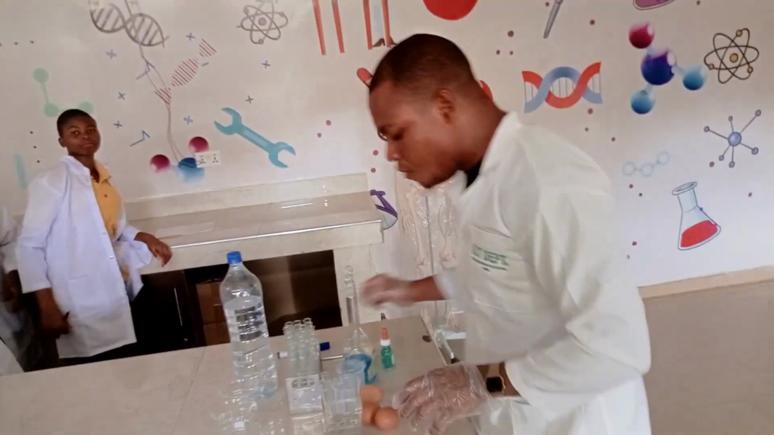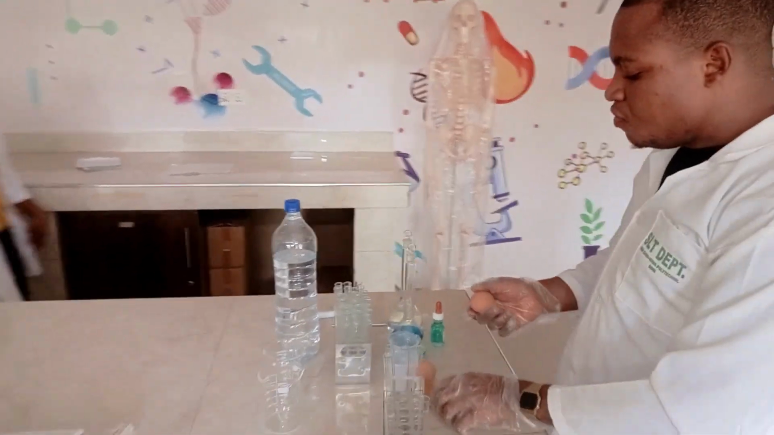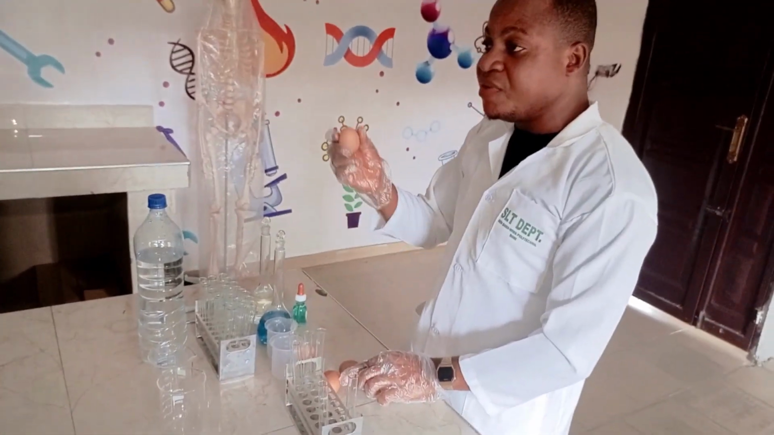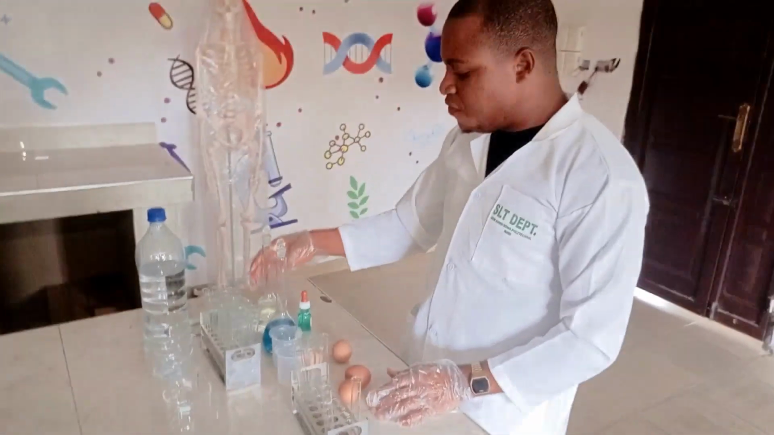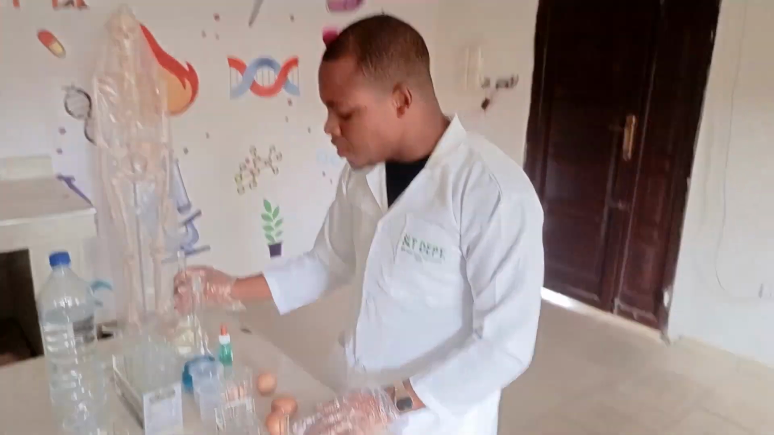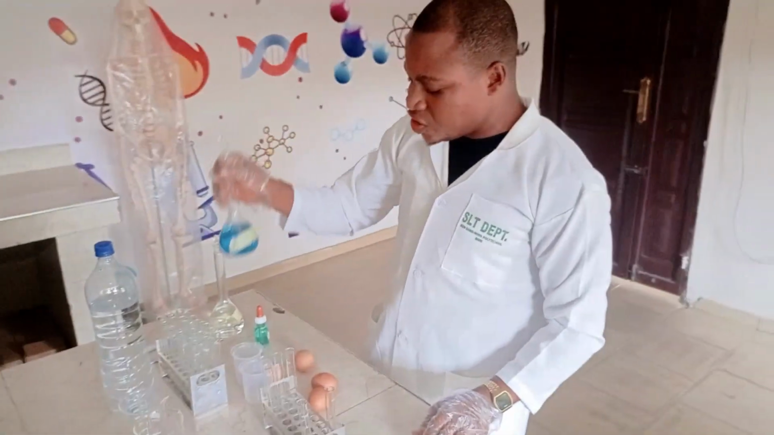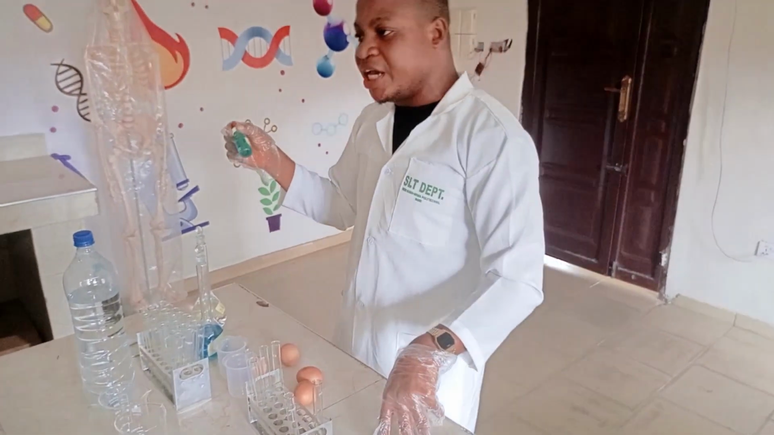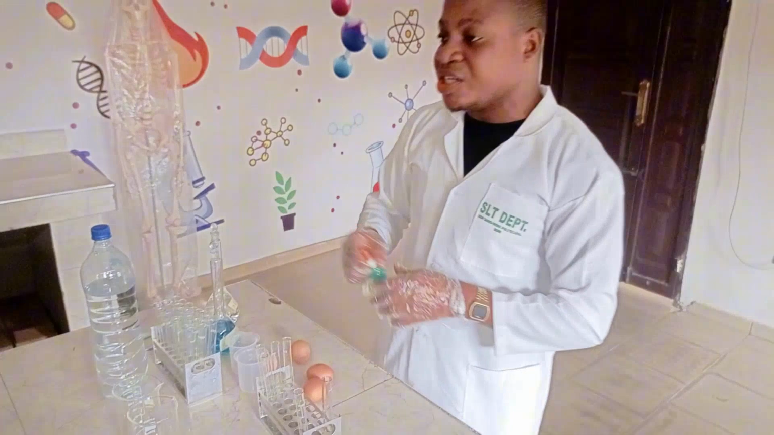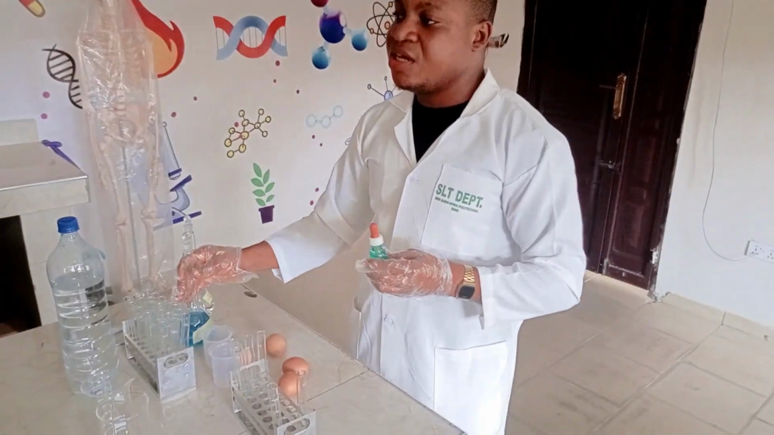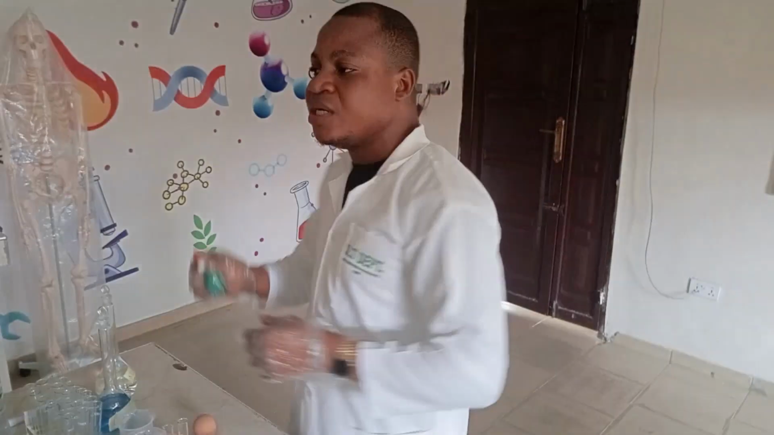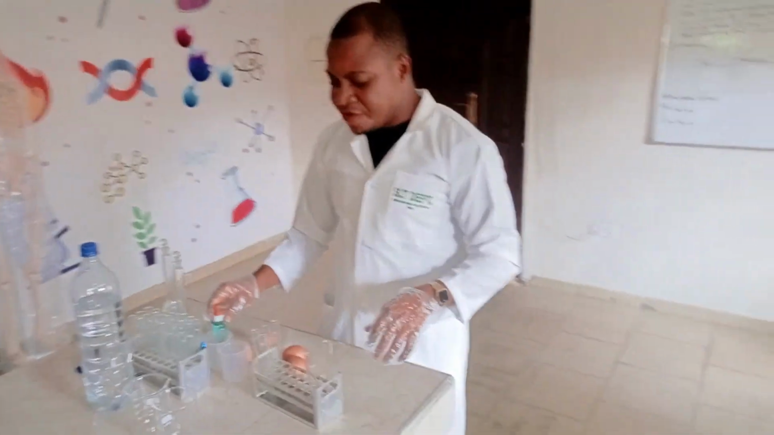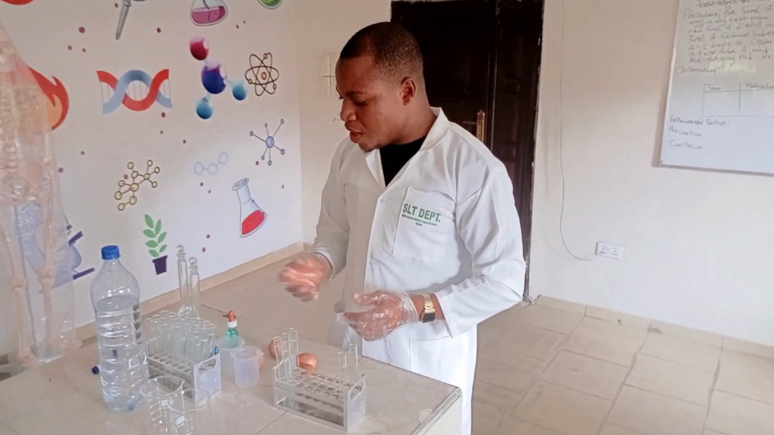Now from our workbench, we have the egg. We are making use of the egg white, and we have our sodium hydroxide stock solution. We have our copper sulfate stock solution, and in here is the indicator, which is still a solution of copper sulfate, because our procedure asks us to add 4 to 5 drops of copper sulfate water solution. Are you following? So we are going to start.